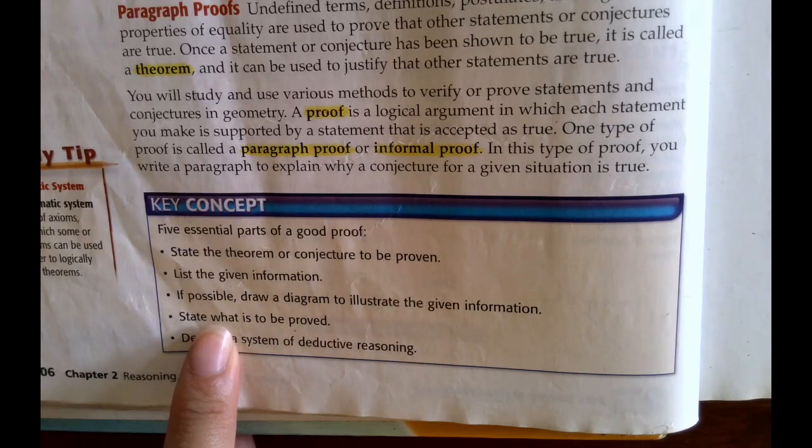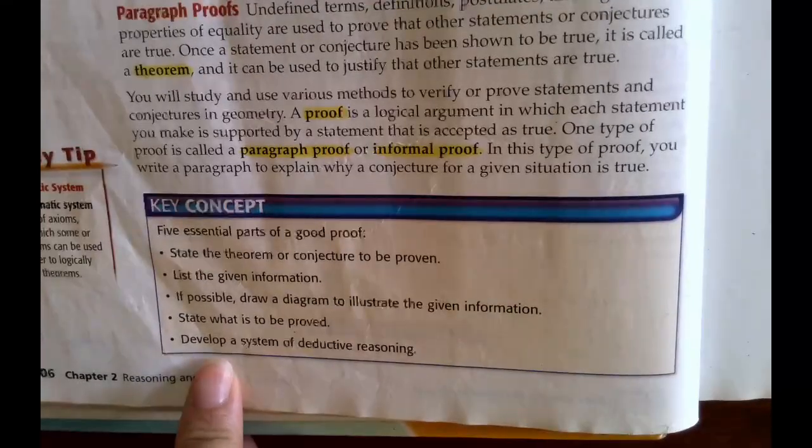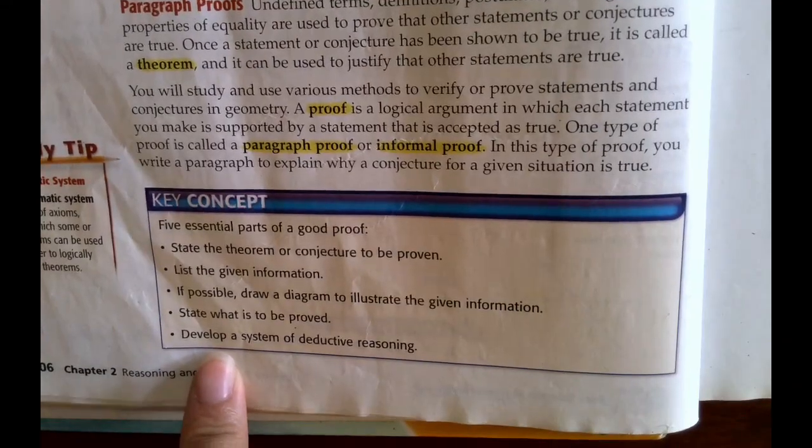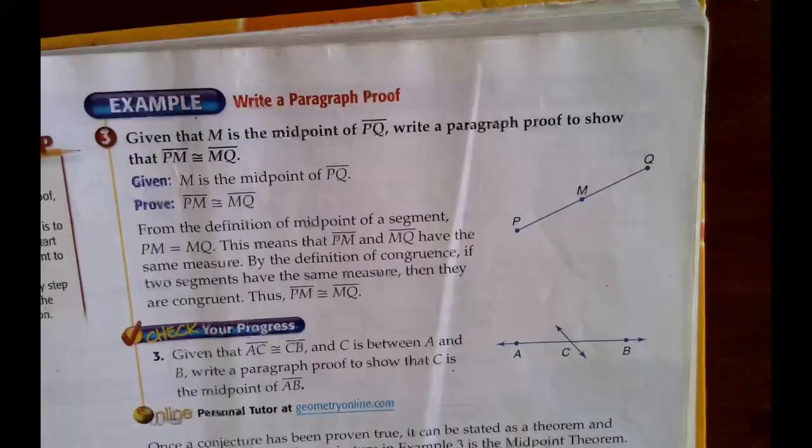4 is state what is to be proved. So that's kind of similar to 1. And then the 5th one is you're going to develop a system of deductive reasoning. So that takes us to example 3.